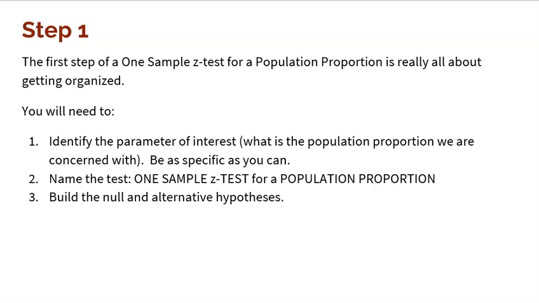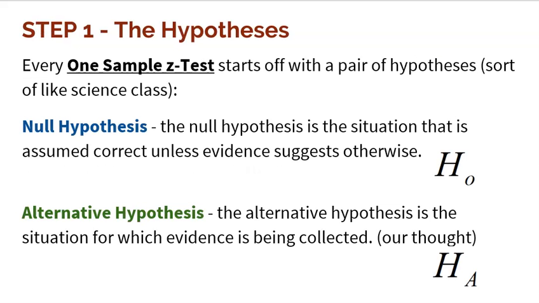When you're trying to do an experiment in science class, you start off with the hypotheses, something that you believe to be true, and then maybe an alternative hypothesis for what could happen. And again, it's a little different than science class, obviously, but we'll explain it right now. So the hypotheses. All right. Every one-sample z-test has a pair of hypotheses. All right. There's a null hypothesis and an alternative hypothesis.